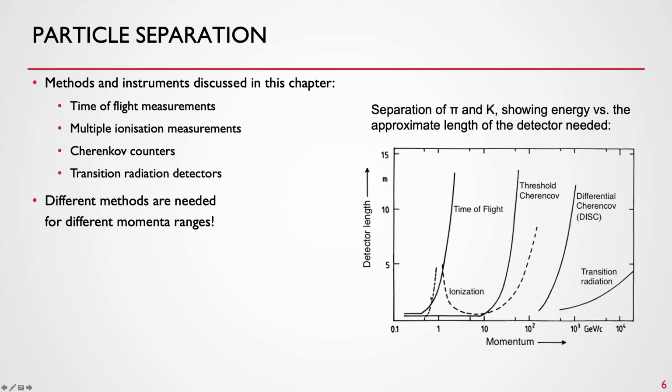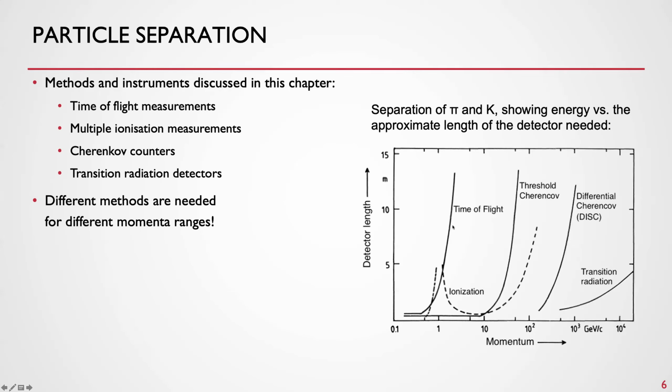A time of flight measurement really only works for the lowest momenta around 1 GeV. Once we exceed the GeV regime, the necessary detector length to separate pions and kaons becomes unmanageably large, tens of meters, and then growing with the square of the momentum.